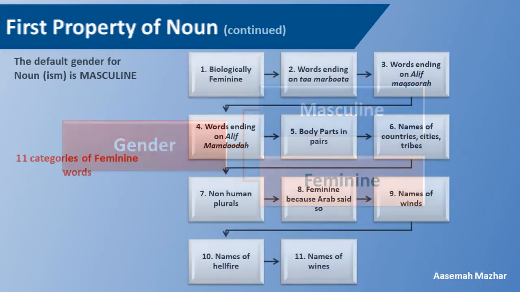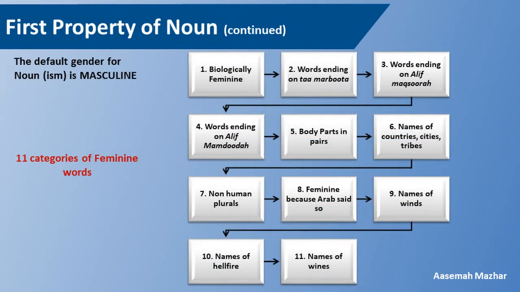And there are 11 categories of feminine noun. If the word doesn't fall into one of these categories, then it's masculine. I'll read what all 11 categories are, but today we'll only learn 2 categories in detail. Category number 1 is biologically feminine. Number 2, words ending on ta marbuta. Number 3, words ending on alif maqsura. Number 4, words ending on alif mamduda. Number 5, body parts in pair. Number 6, names of countries, cities, and tribes. Number 7, non-human plural. Number 8, feminine because Arab said so.